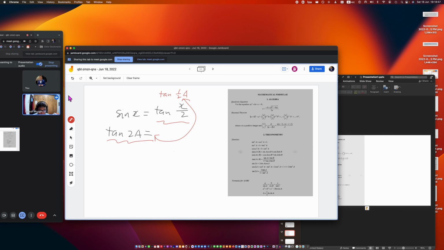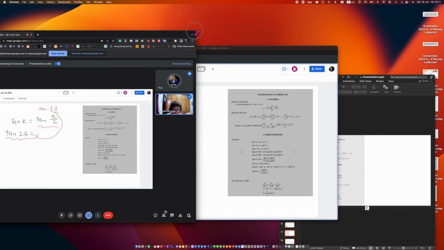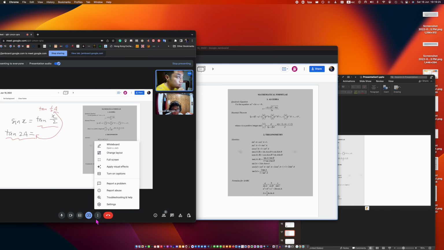You are saying my question here has tangent half A, and I can use the tangent 2A formula to change it. It does not make sense, right? Given the formula of tangent 2A, you can't change tangent half A because they are not in the same format. If they are not in the same format, then you must think of another way, right?